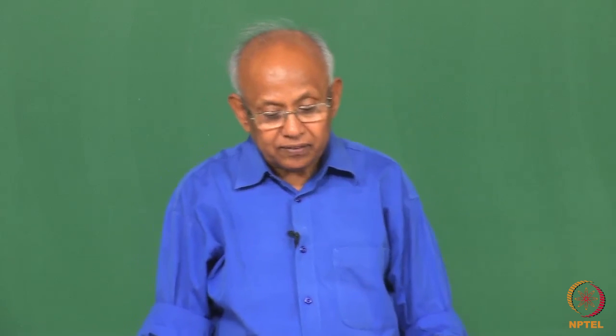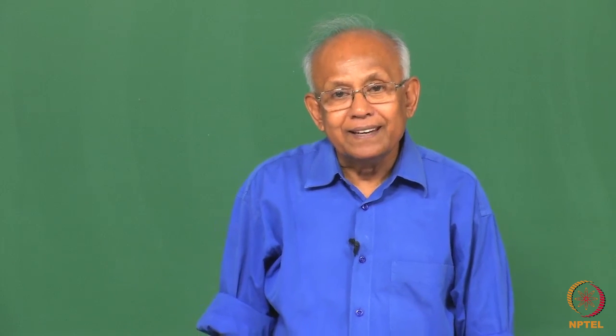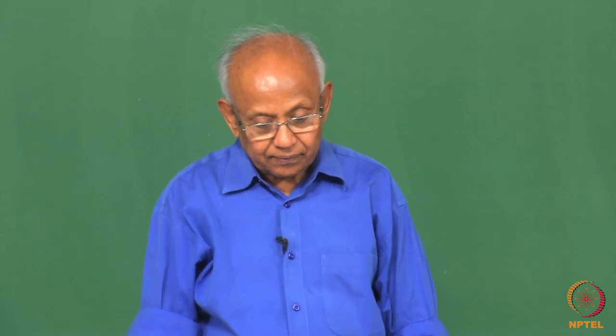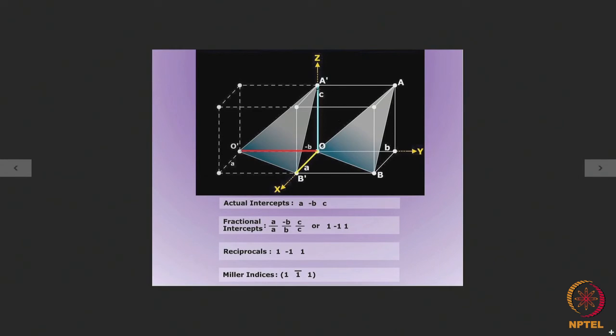Sometimes we may face some problem in determining the Miller indices. Say, for example, in this particular unit cell, we have a plane AOB. Now, this particular plane is such that it passes through the origin at O. Now, how to name this atomic plane? It becomes difficult because it passes through the origin O.